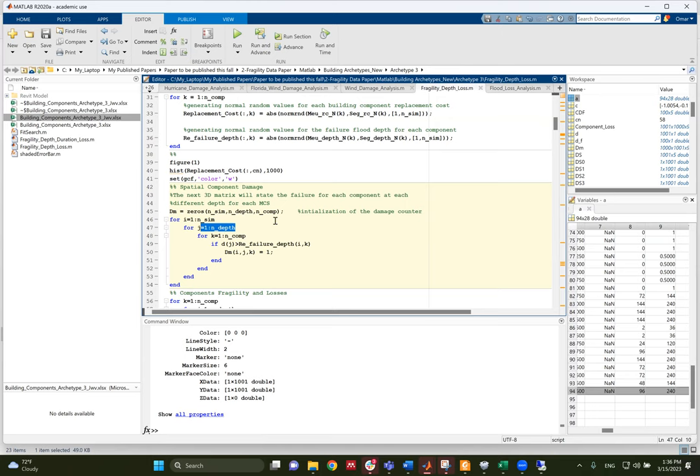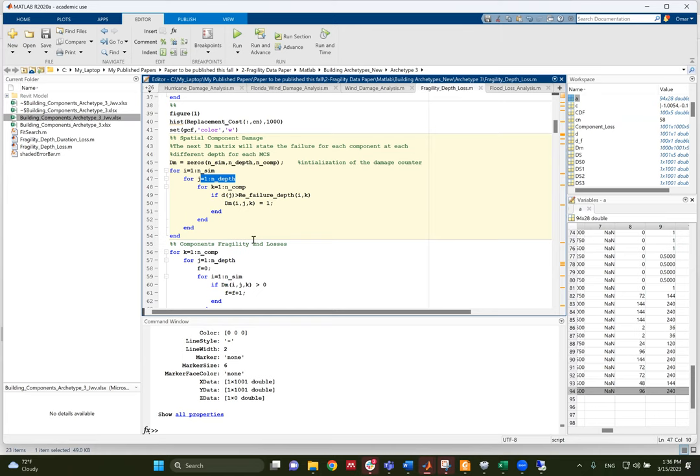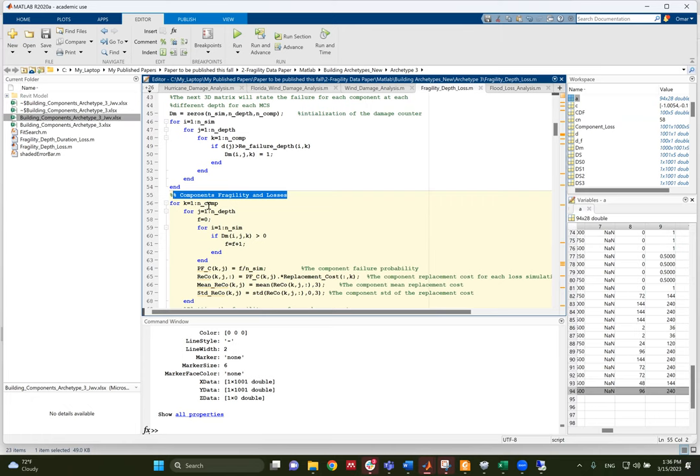So let's see how I calculated the probability of failure. To calculate the component fragility, for each component, for each flood depth, I start counting the fails. I start assuming that the component didn't fail. I want to trick MATLAB. I want MATLAB to count the fails that happen. So I start with zero and ask MATLAB if the value of the DM is more than zero. Actually, DM is either zero or one. Zero means succeed. One means fails.